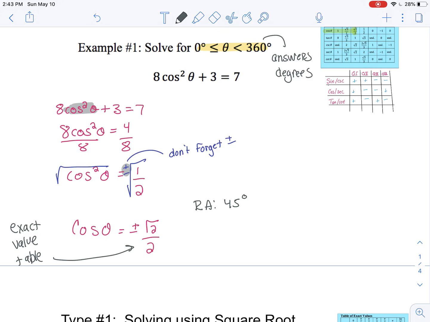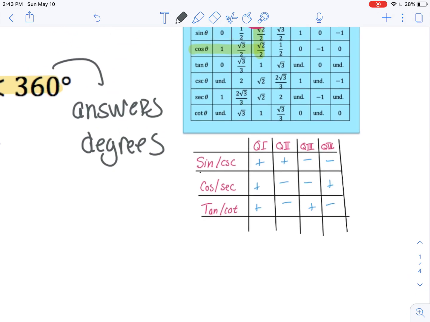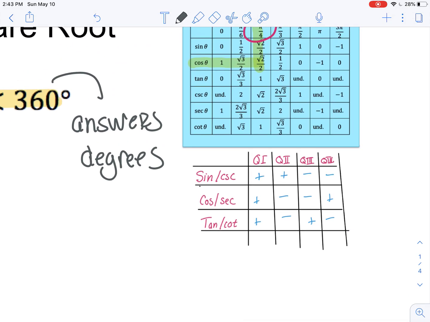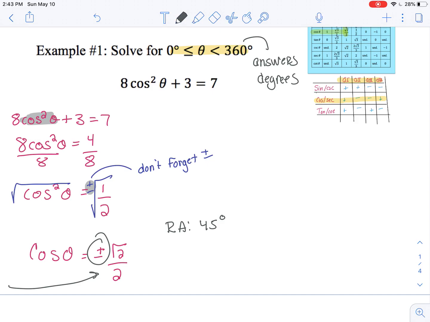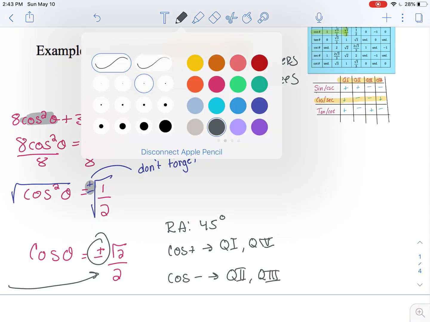Then we have to think about which quadrants our solutions are in. Since I have the plus and minus, if I look over here, I need to know when is cosine positive and when is cosine negative. So I'm going to have my answers in all 4 quadrants. So cosine is positive in quadrant 1 and quadrant 4. And cosine is negative in quadrant 2 and quadrant 3. So now we have all the information we need to come up with our solutions.